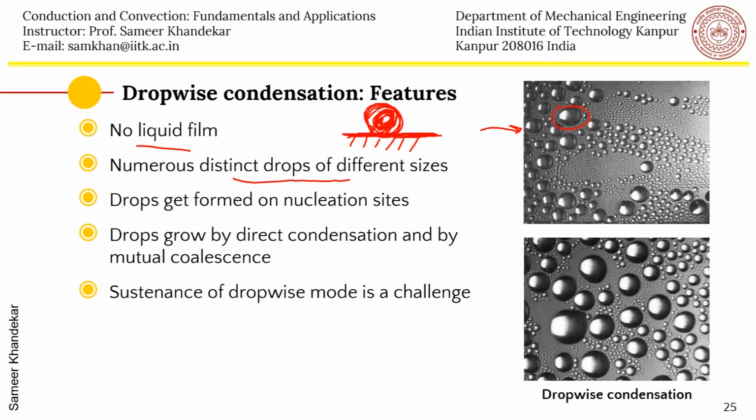The drops can also coalesce, because as you can see, this drop is very close to the other drop, and as the drop is growing, it is actually merging with the other drops. So there are two drops which are side by side like this, and when these drops grow bigger, then they will merge and form one single drop. So drops are growing by condensation as well as by coalescence of the side drops which are around them.